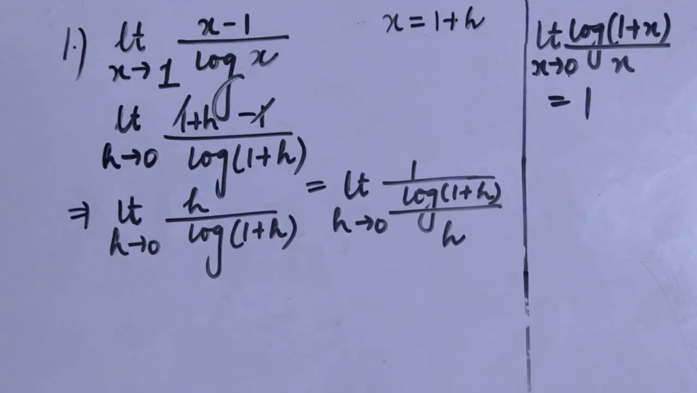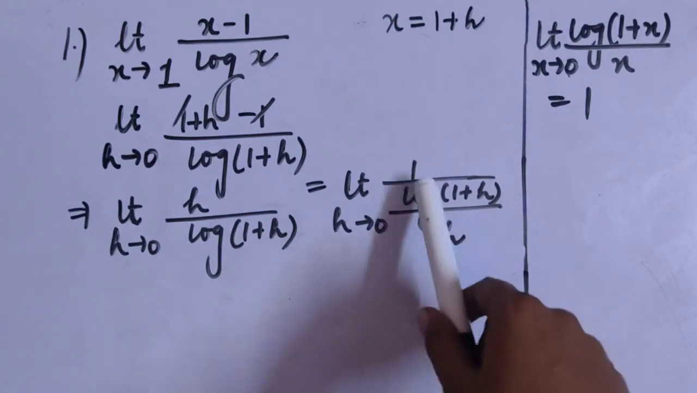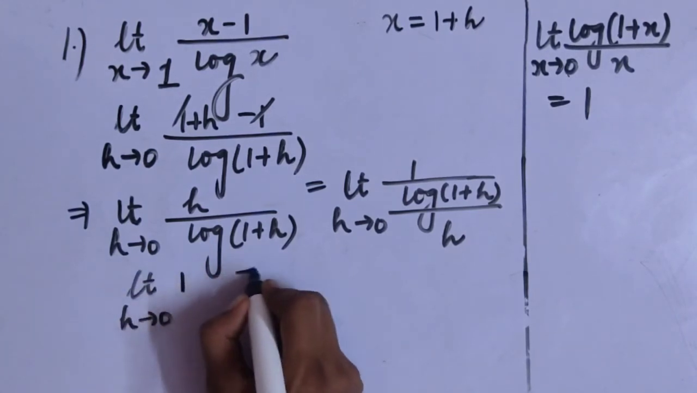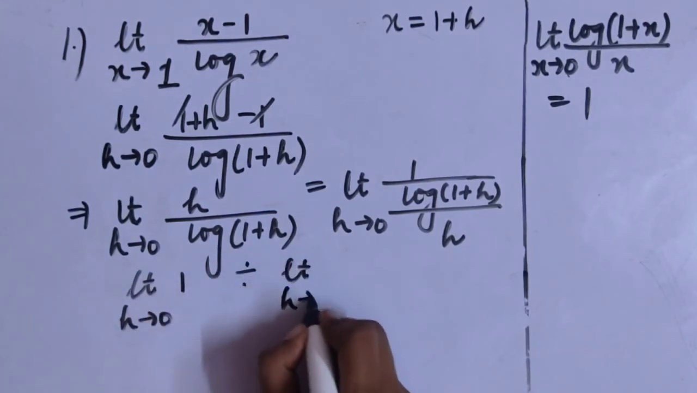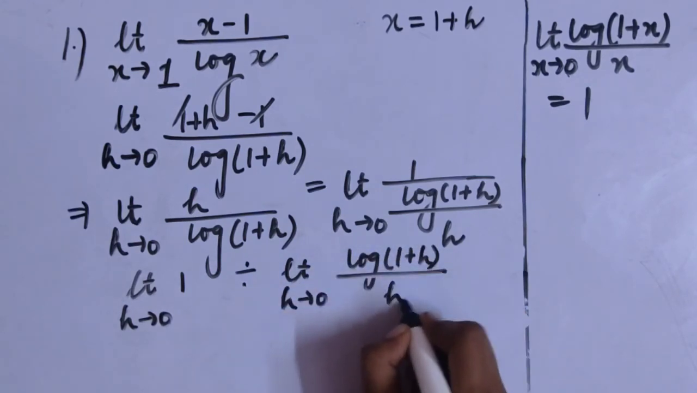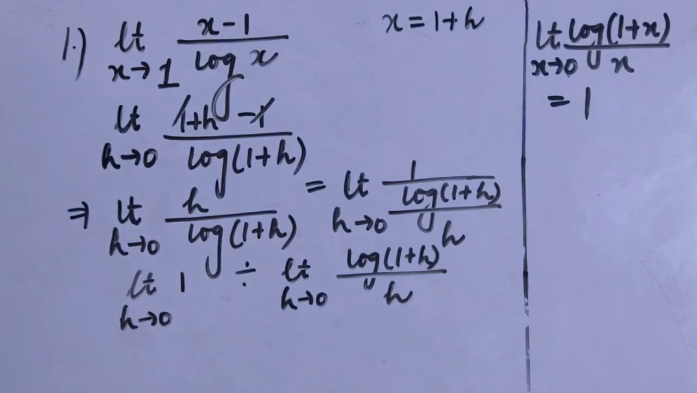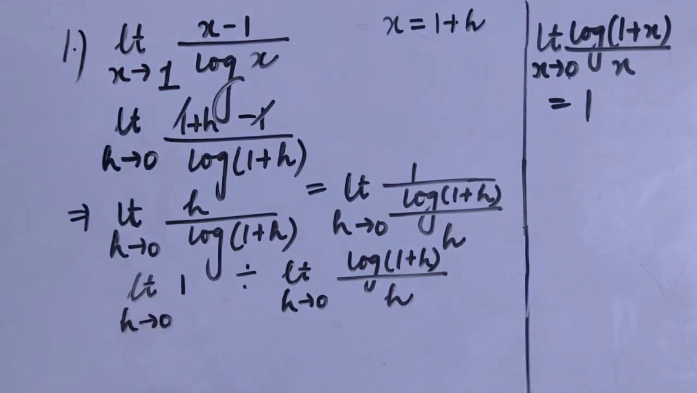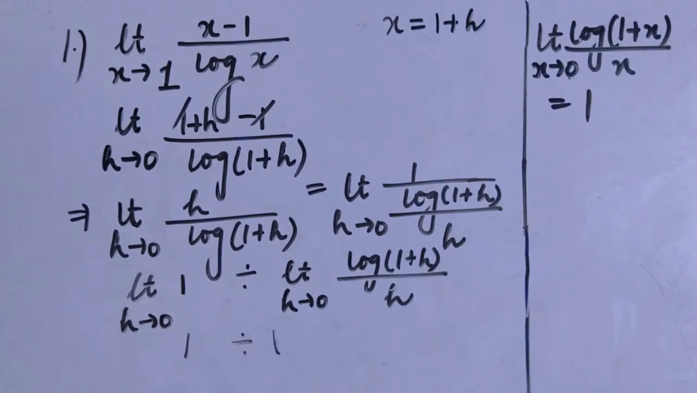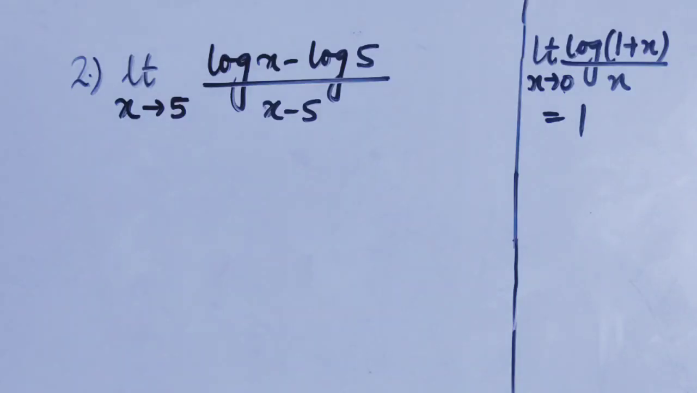Now our work will be done from here. Now can we write it? Limit h tends to 0, 1 divided by limit h tends to 0, log(1 + h) upon h. Yes, we can write it. Now see students, when you solve it, what you will get? 1 divided by, when you use your standard limit of logarithmic, you will get 1. So 1 divided by 1, what you are going to get from here? It will be 1.